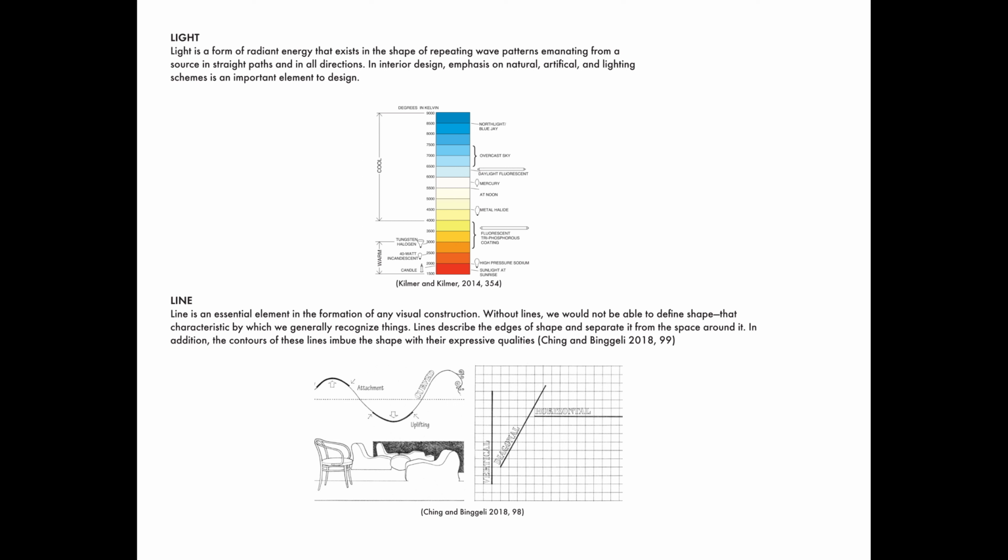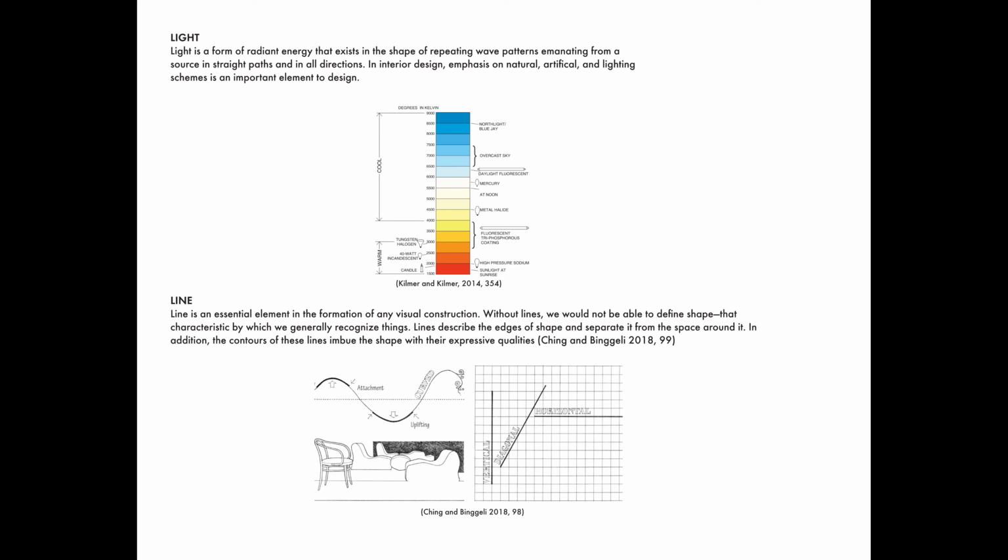The next is light, and I think most people will be familiar with this. The only thing to note here is that in interior design, we have an emphasis on natural, artificial, and lighting schemes, and these are very important elements to design. The next is line, and line is an essential element in the formation of any visual construction. Without lines, we would not be able to define shape, and that characteristic by which we generally recognize things.